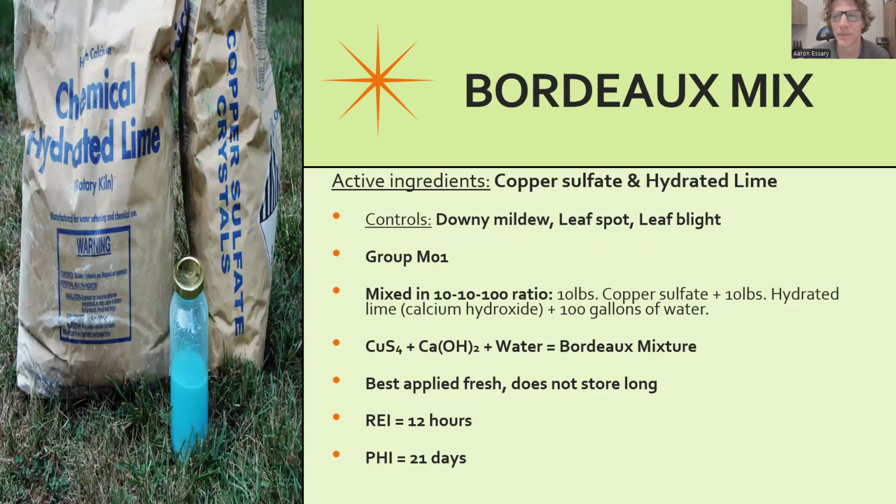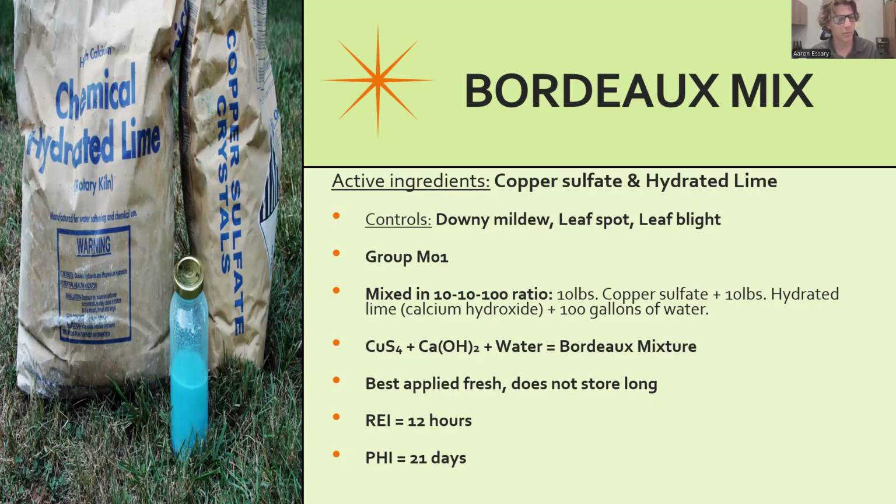Bordeaux mixture. I don't know if I spelled Bordeaux right. There's the Cajun spelling and then there's the French spelling, and I interchanged the two, so forgive me if this is wrong. But the Bordeaux mixture, this is a classic legendary mix of copper sulfate and lime or hydrated lime. It controls downy mildew, leaf spot, and leaf blight. So your downy mildew and leaf blight. A group M1 mode of action.